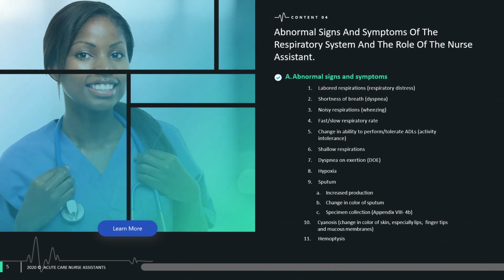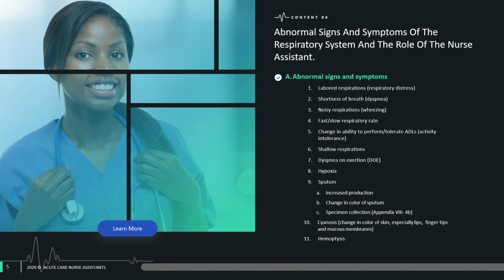Content 4. Abnormal signs and symptoms of the respiratory system and the role of the nurse assistant. Abnormal signs and symptoms: labored respirations, such as respiratory distress, shortness of breath, dyspnea, noisy respirations, wheezing, fast and slow respiratory rate, change in the ability to perform or tolerate ADLs, shallow respirations, dyspnea on exertion, hypoxia, sputum, increased production, changes in color of sputum, and specimen collection.